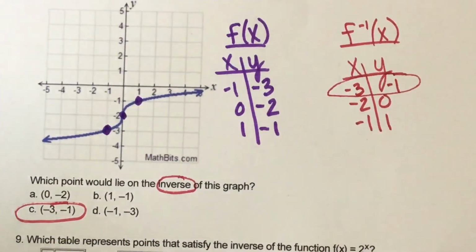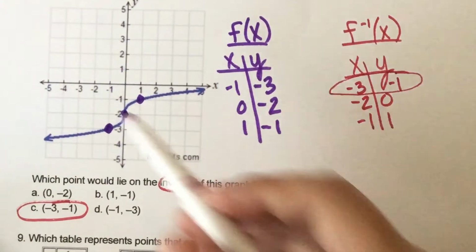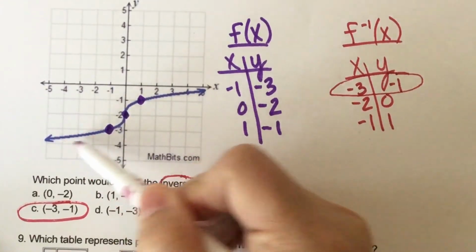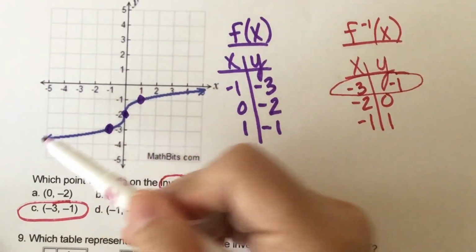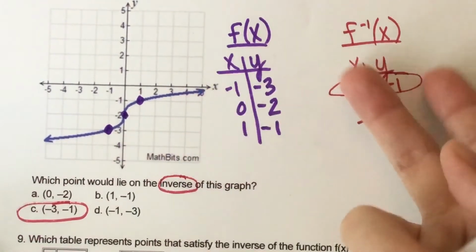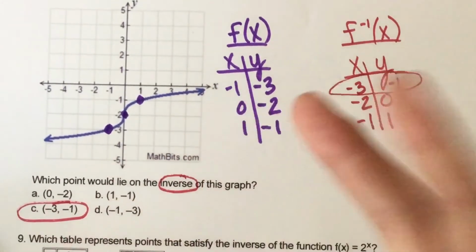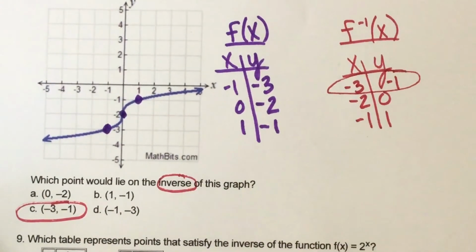So whenever you're doing things with inverses, try to get some points for the original graph or equation, and then just flippity-floppity them all, and that's going to be what's on your inverse.